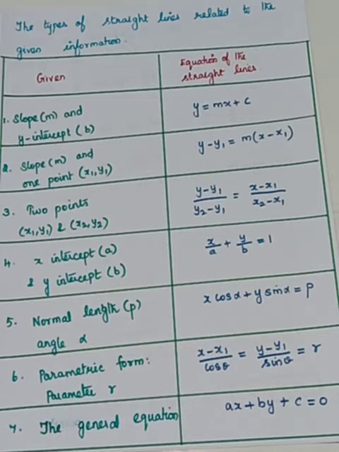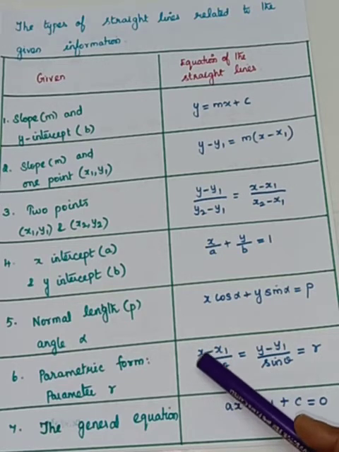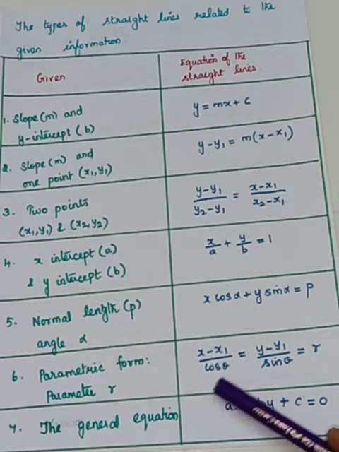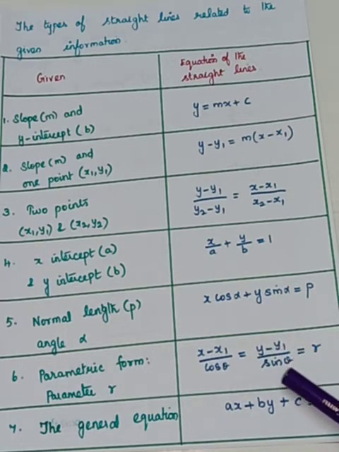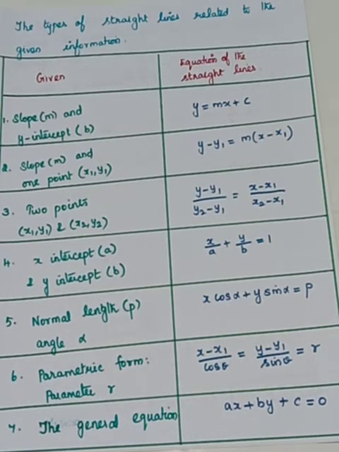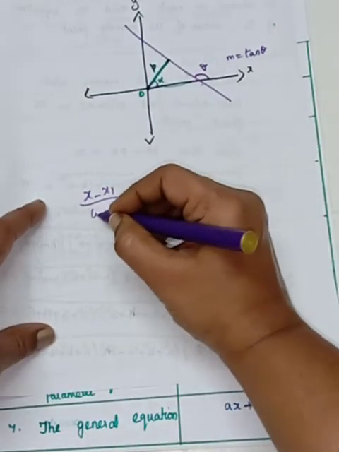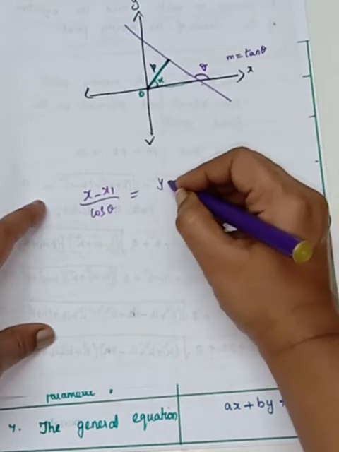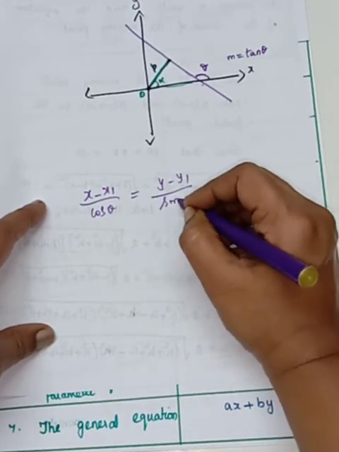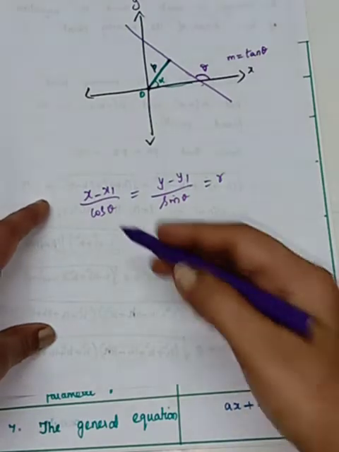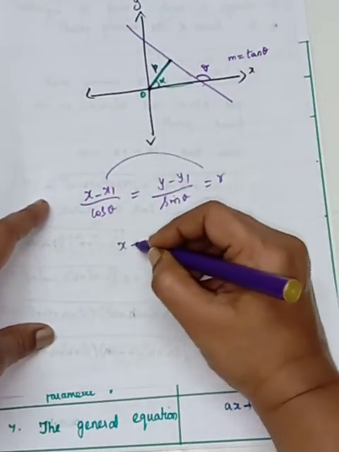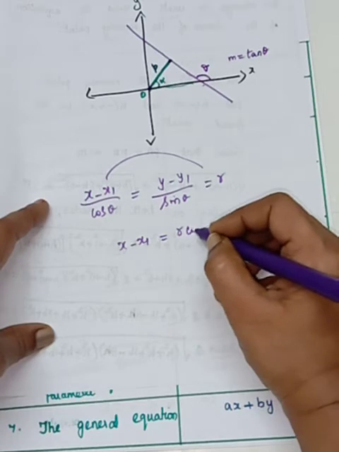So x and y are written in terms of R. That is, R is the parameter. If it's so, the equation of the straight line is (x minus x1) by cos theta is equal to (y minus y1) by sin theta is equal to R. What is the equation? The parametric form. The equation is (x minus x1) by cos theta is equal to (y minus y1) by sin theta is equal to R. So if we equate the first one, x minus x1 is equal to R cos theta.